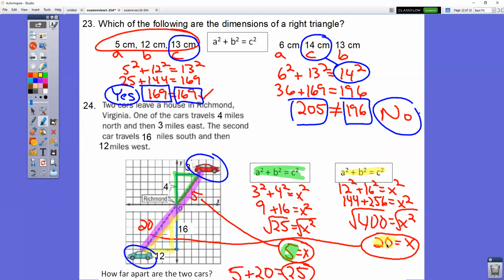And now that I know that this part is 5 and this part is 20, the third part of this question is to add the two numbers together. 5 plus 20 equals 25, because that's the total distance of those two added together.